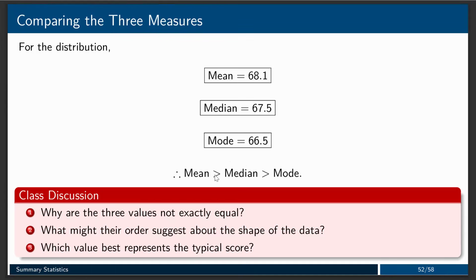We see that the mean is bigger than the median and the median is bigger than the mode. So the question is, why are the three values not equal? And what might their order suggest about the shape of the data? And which values best represent the typical score?